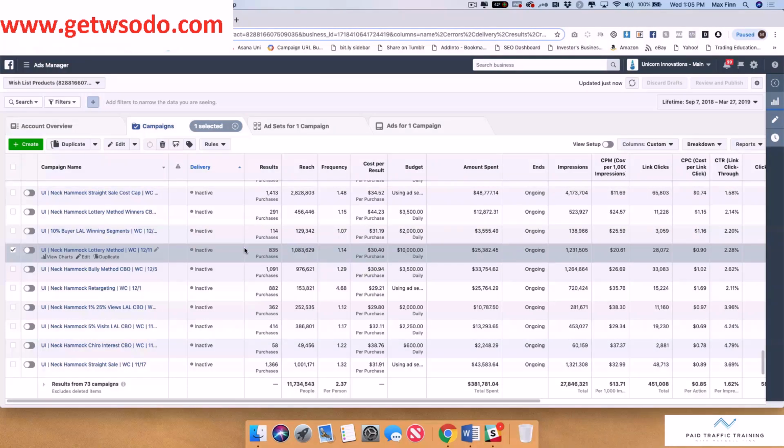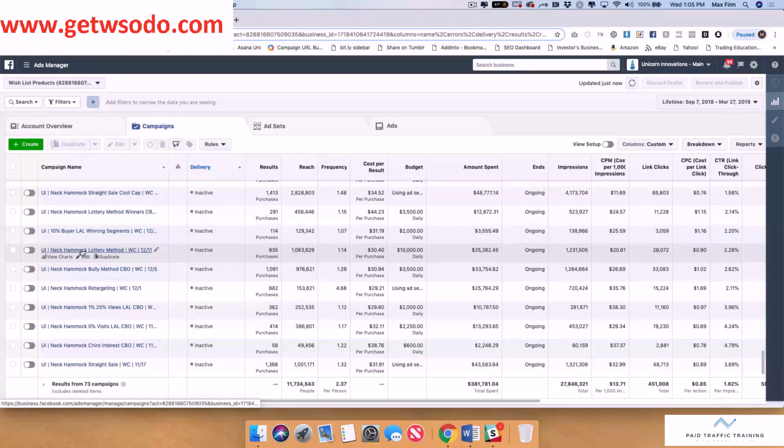So again, that's the lottery method. It's a really strong strategy for CBO scaling. It works really well, especially if you have a mass market product with a lot of winners already. Again, we've talked about how to find those winners with segmentation, how to find the best bids, the best segments, the best audiences. This is kind of the culmination of all of that, taking all of that data and all those winners and putting them in one giant campaign with a high budget to just maximize overall profitability on a daily basis.